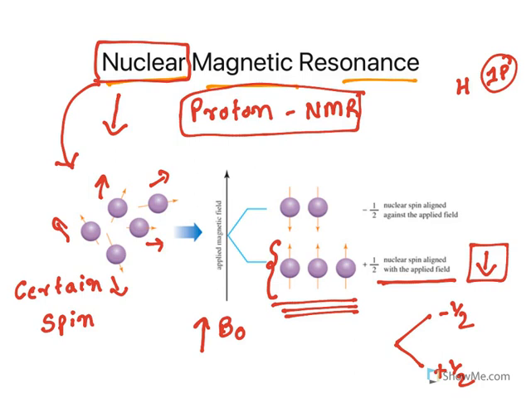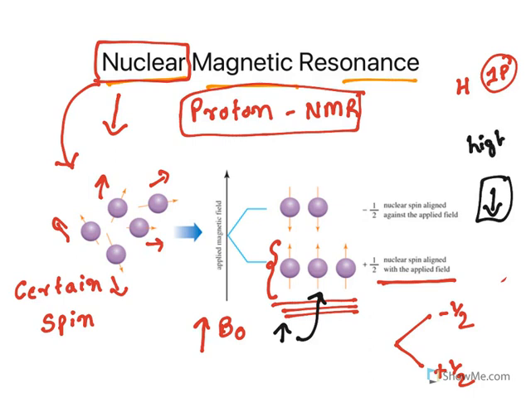Whereas the other orientation is against the field. See, the external field is in this direction, so most nuclei will be oriented in this direction, but the other orientation is in the opposite direction. It has high energy. So only when you provide enough energy does this transition occur.